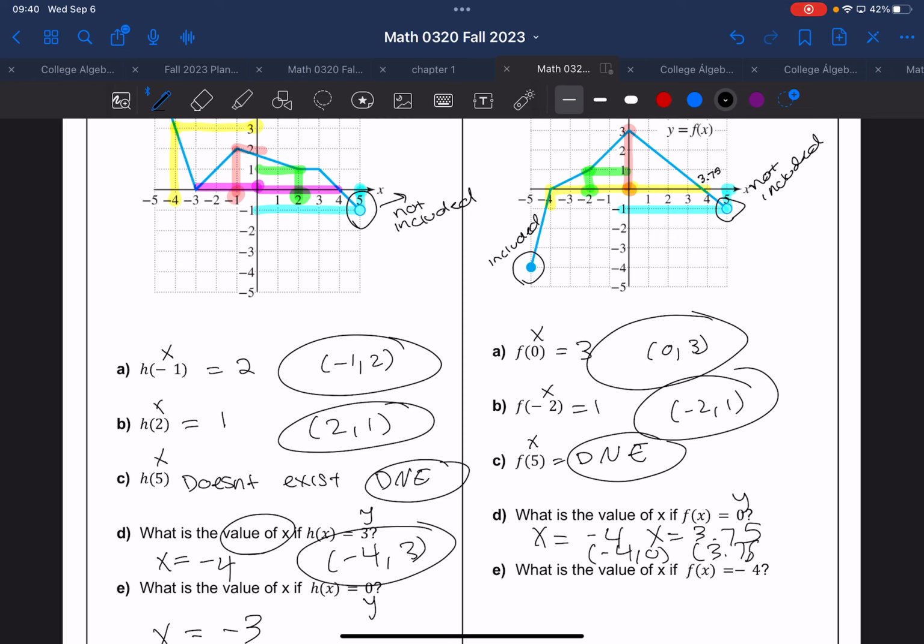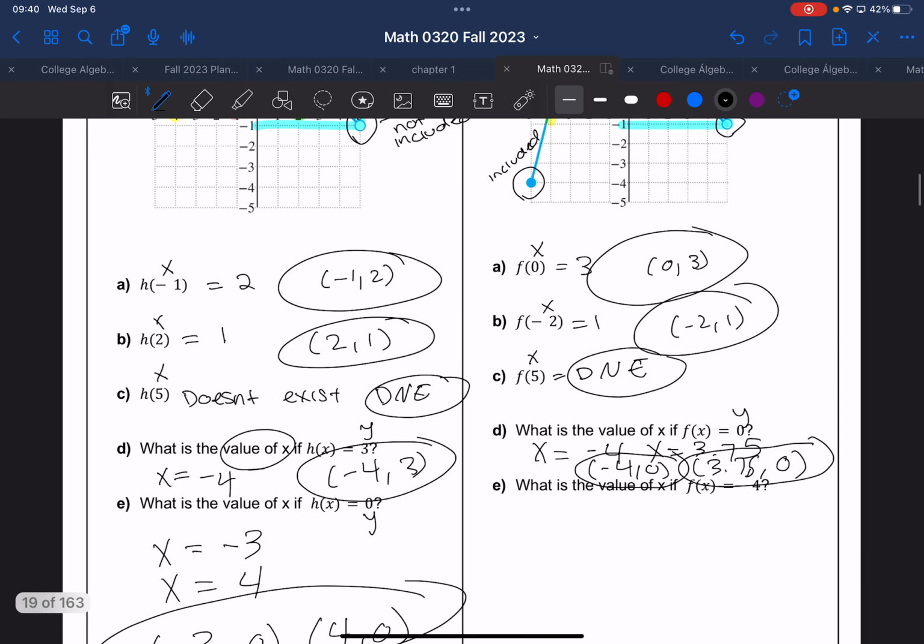Good, 3.750. These points, since my y value is 0, are considered which intercepts? X or y? X intercepts, good. Lastly, we have: what is the value of x if f of x is equal to, is that a 4 or negative 4? Negative. It's a negative 4.